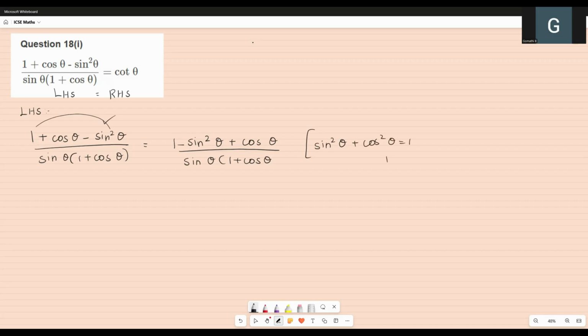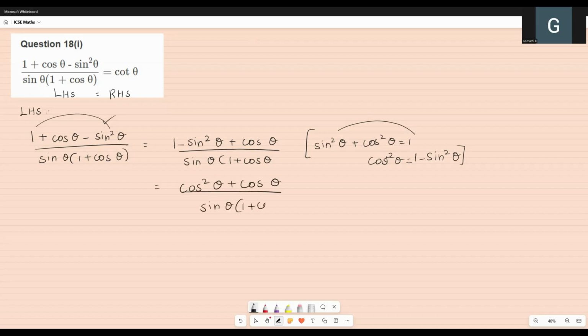We know sin square theta plus cos square theta, the trigonometric identity, first one, is equal to 1. So cos square theta is equal to, if we bring the sin square here, 1 minus sin square theta. So instead of 1 minus sin square, we can write cos square theta plus cos theta divided by sin theta into 1 plus cos theta.